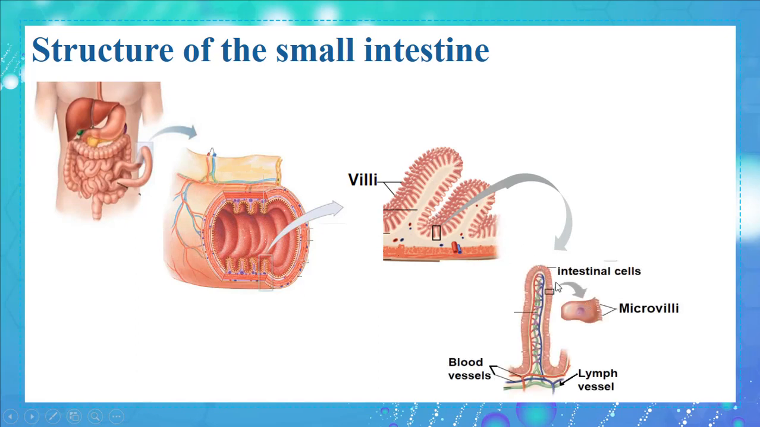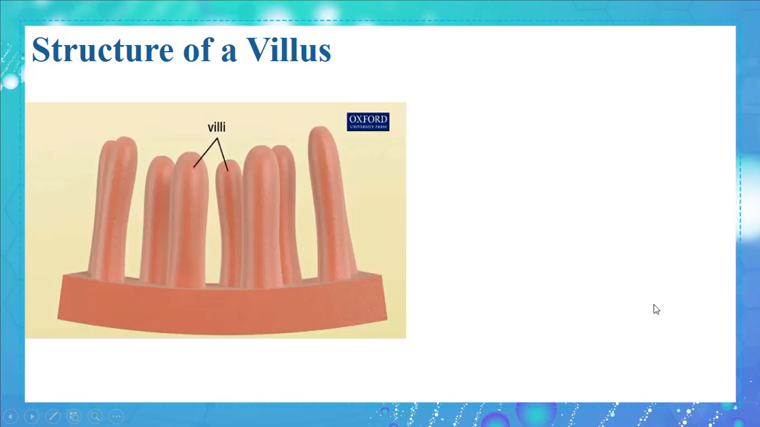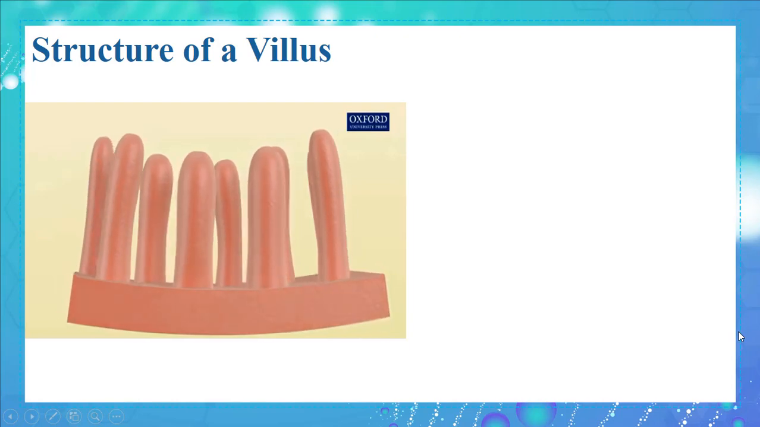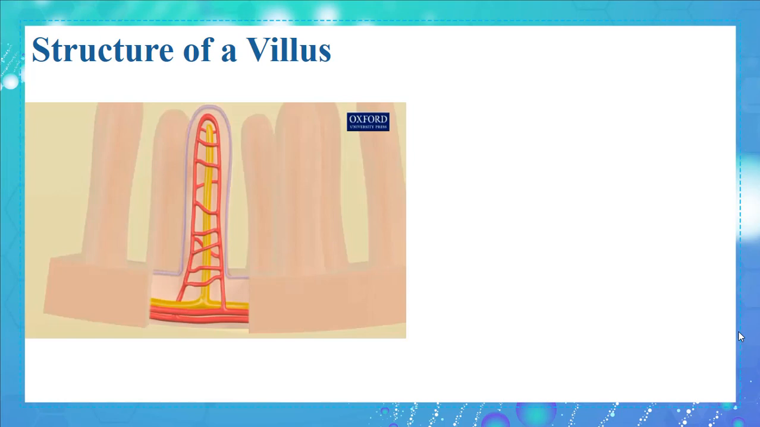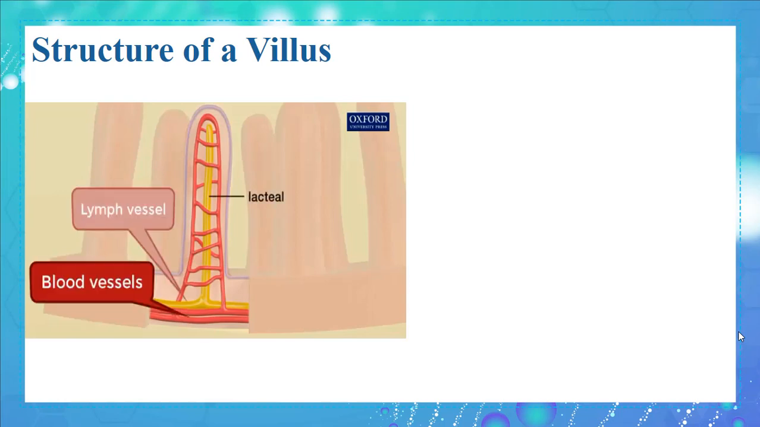Each villus itself is also covered with microvilli. The structure of the villi is specially adapted for food absorption. The villi are finger-like and large in number. Each villus has a lymph vessel called a lacteal in the center. The lacteal is surrounded by a network of capillaries.